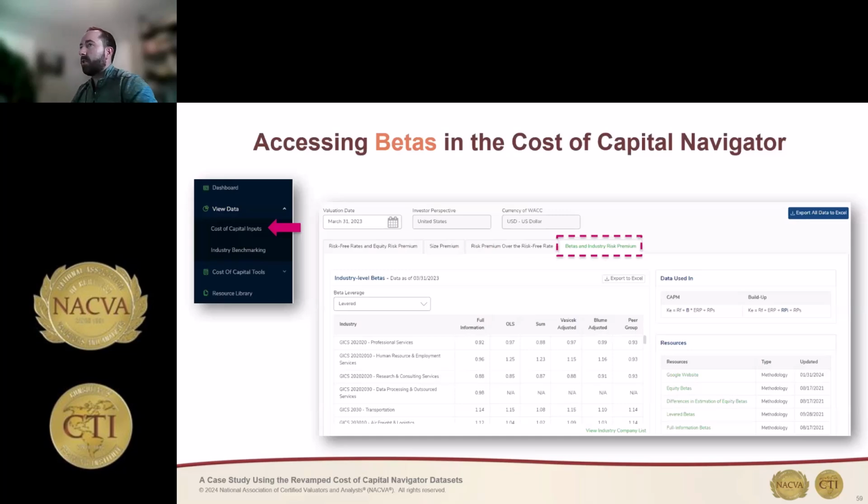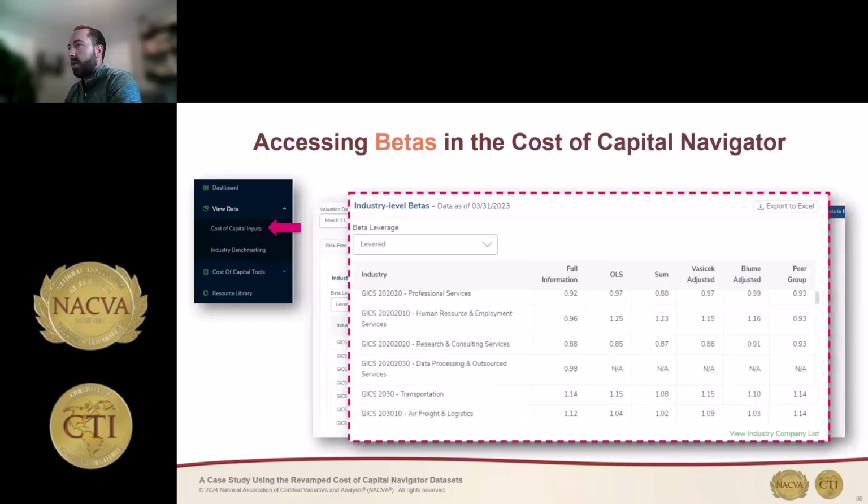So first we'll be utilizing the view data path and selecting the betas and industry risk premium tab, and we can see that there's a data table that shows different beta types in columns, and then we organize by various industries in the rows. So what are all these numbers and betas? What are we looking at here?